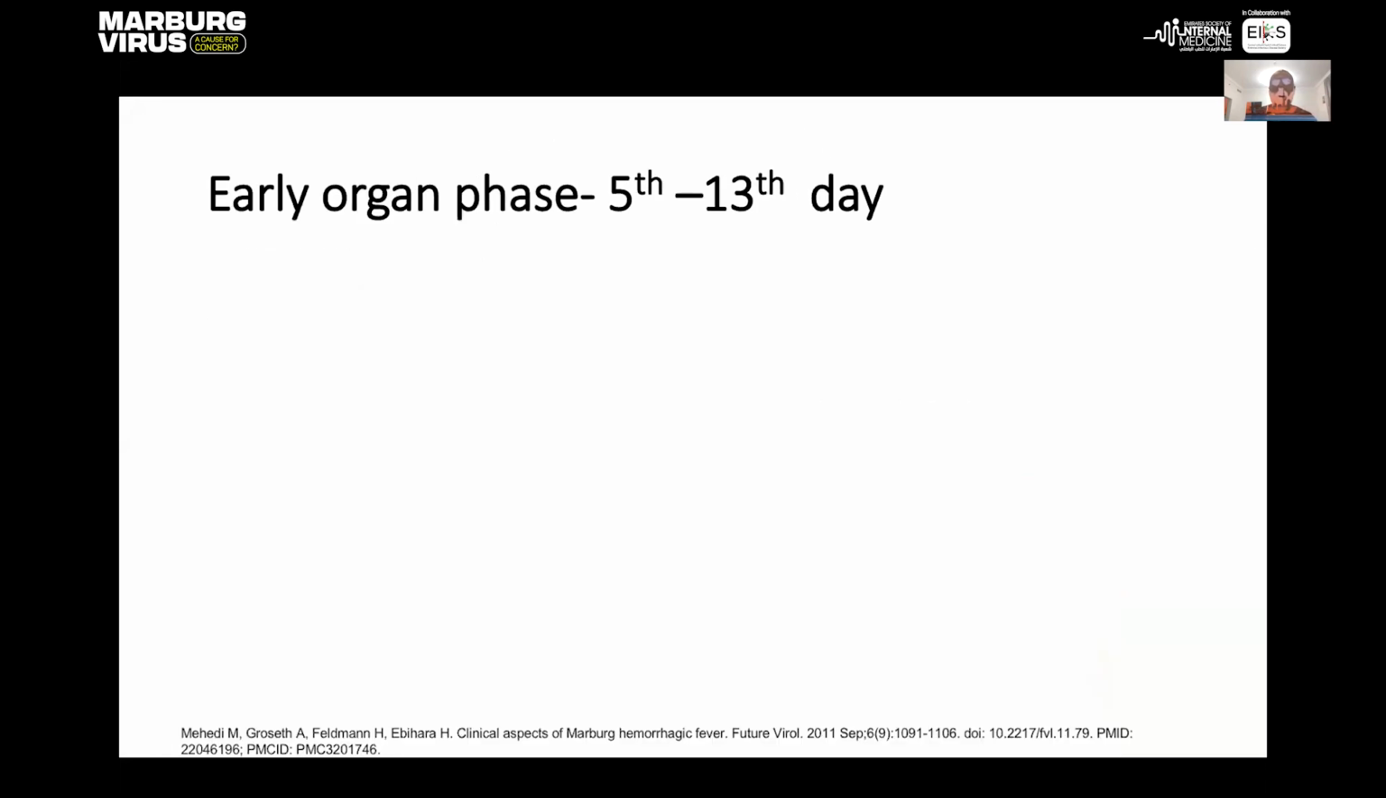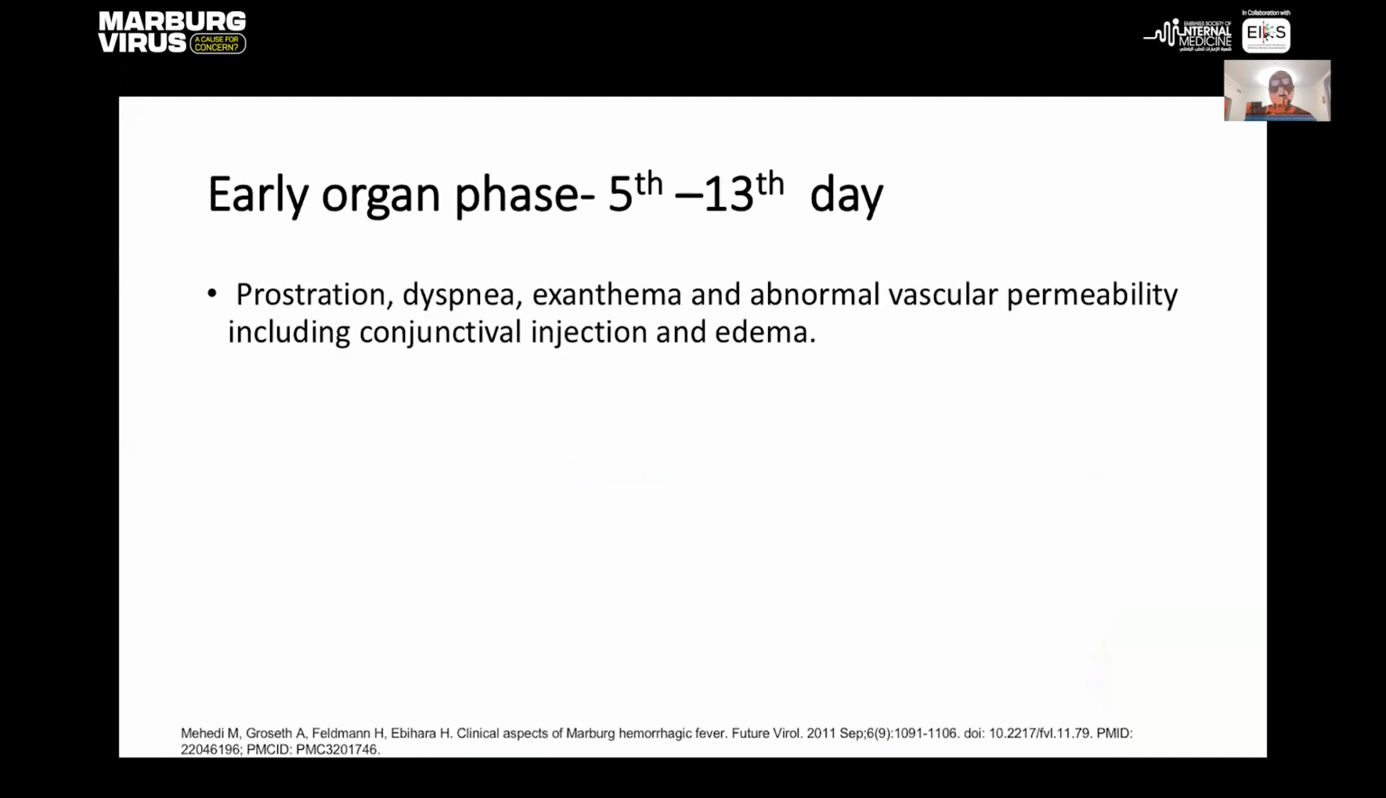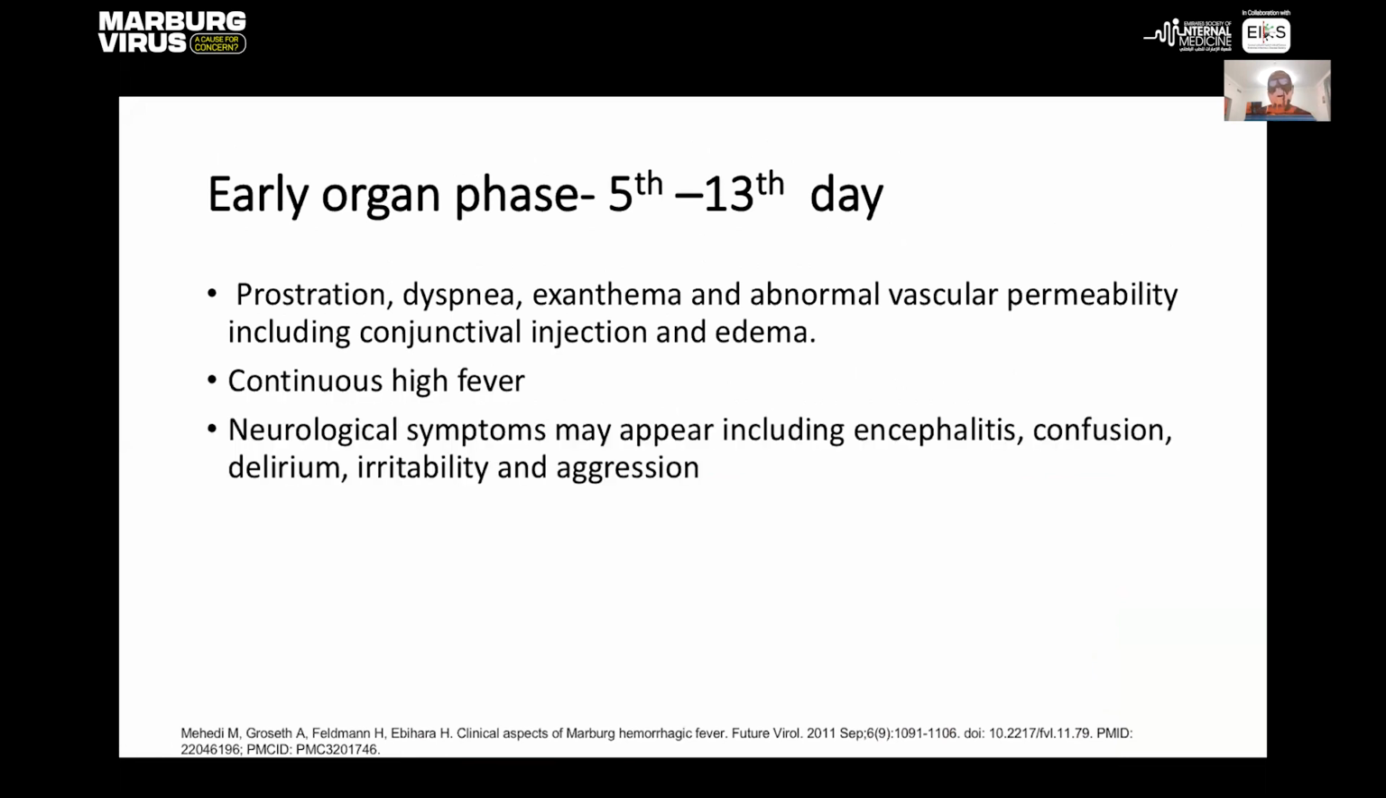Moving on to the early organ phase, which is usually from the 5th day to the 13th day. In this stage, you would see there's prostration, there's some amount of dyspnea, exanthema, and abnormal vascular permeability, including conjunctival injection and edema. There's continuous high-grade fever, and during this phase, you can also see neurological symptoms, like encephalitis, confusion, delirium, irritability, and aggression. Now, mind you, this can happen in malaria, in dengue infection, and in rickettsial infection as well. So therefore, your epidemiology has to be considered very, very strongly.